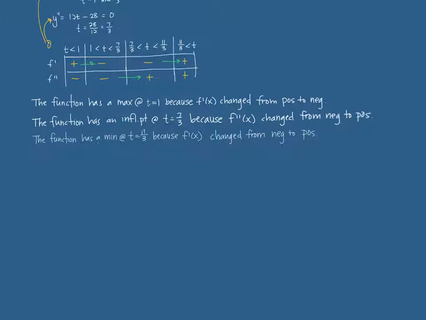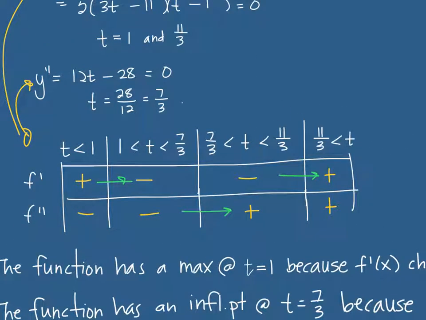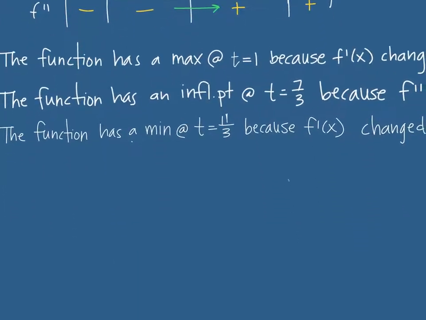Okay, any questions about the substance of that? Even if you get a second derivative value equal to 0 and you find one, but there's no change, it does not count as an inflection point. There has to be a demonstrated change for it to count as an inflection point.